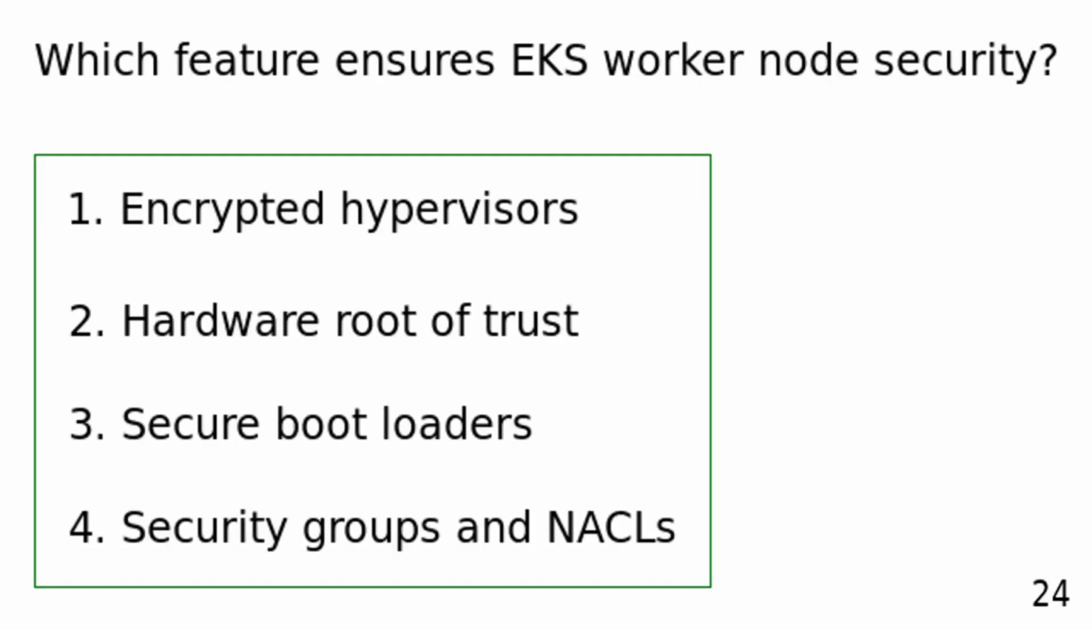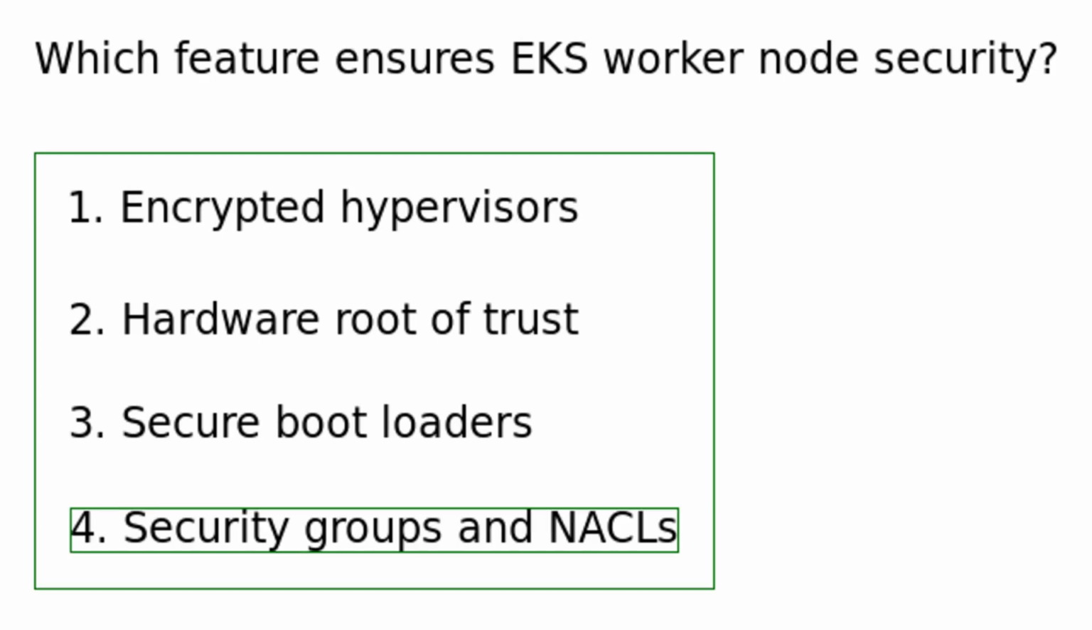Which feature ensures EKS worker node security? Encrypted hypervisors. Hardware root of trust. Secure bootloaders. Security groups and NACLs. EKS leverages AWS security groups and network ACLs to secure worker nodes at the network level.